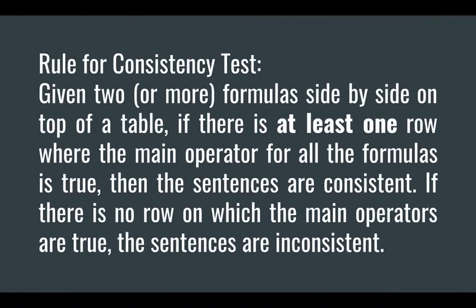Let's think about consistency now. Here is the rule. Given two or more formulas side by side on top of a table, if there is at least one row where the main operator for all the formulas is true, then the sentences are consistent. If there is no row on which the main operators are all true, the sentences are inconsistent.